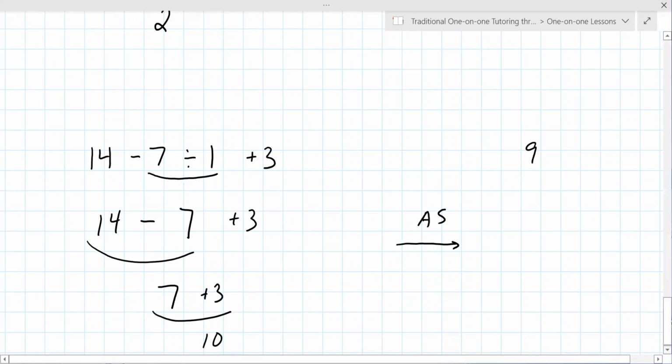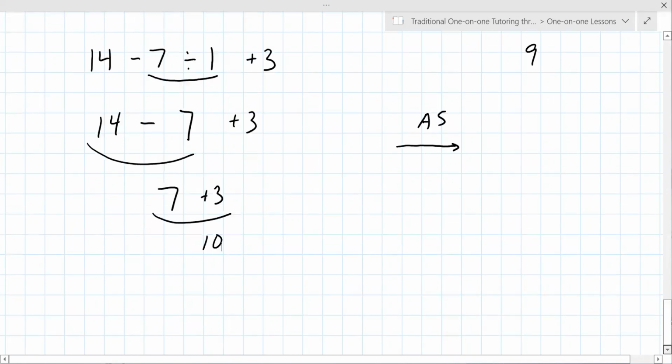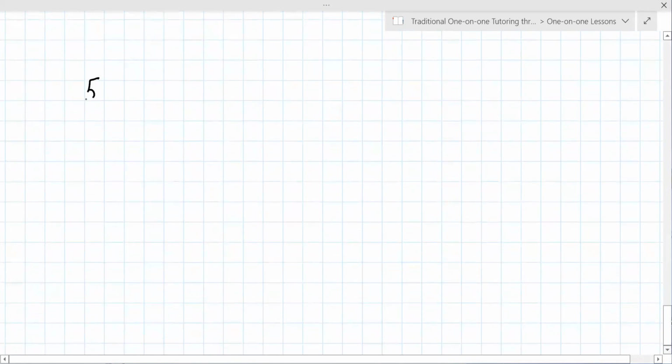You ready to do another one? Yes. Okay. 5 times 2 minus 3 times 1. Okay. So give this one a try, please. You're going to always do multiplication before addition and subtraction.